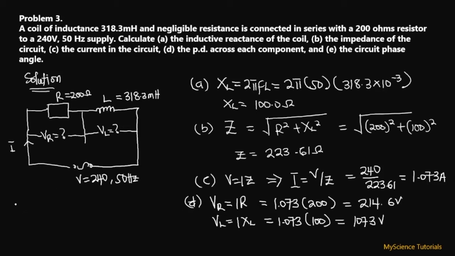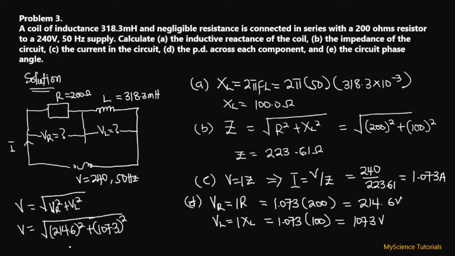We said that the applied voltage is the phasor sum of these two voltages, which is VR squared plus VL squared. Now we just found out that our VR is 214.6, so 214.6 squared plus 107.3 squared. Compute this into your calculator and see whether you get anything close to 240.